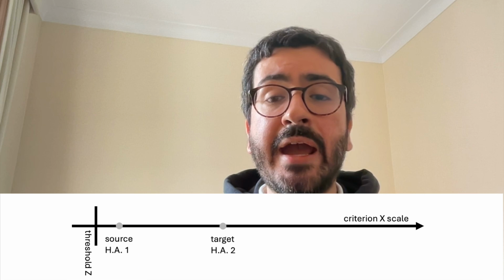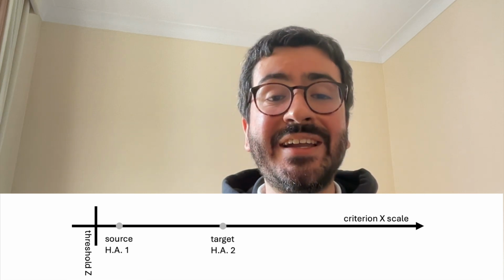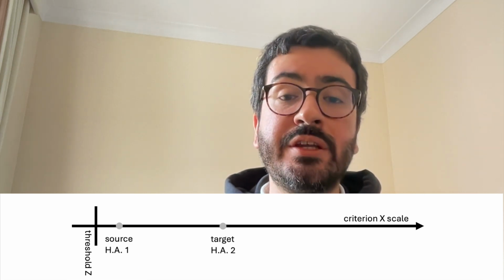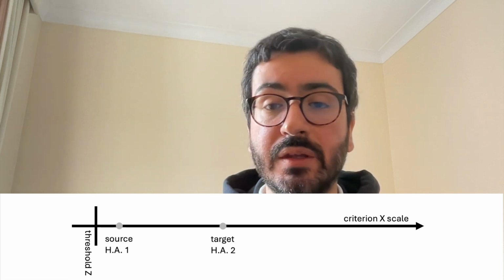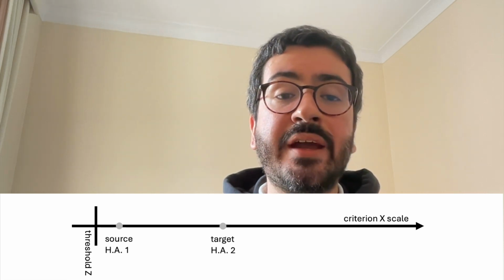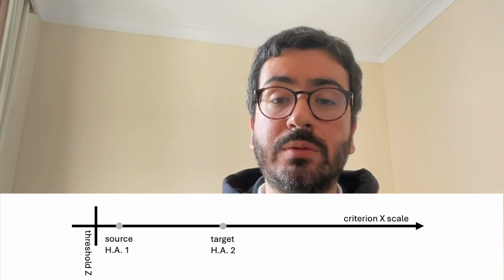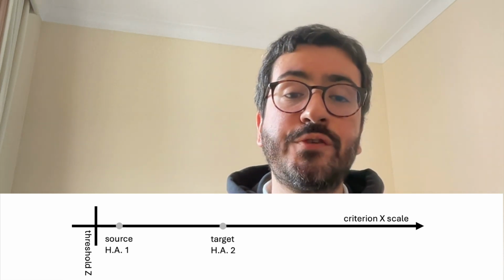Third, human action 2 ranks higher than human action 1 in the criterion X scale. Fourth, adding the hereditary proposition, one is able to conclude that human action 2 is forbidden as well. Let's see this with a very similar example.